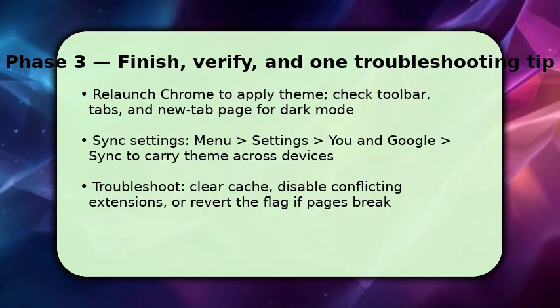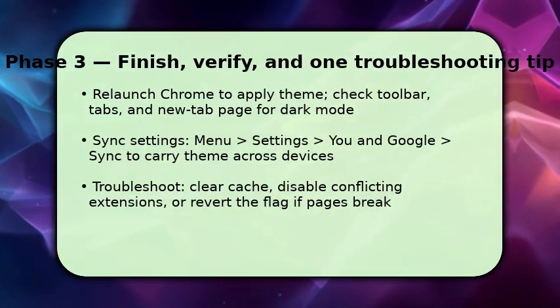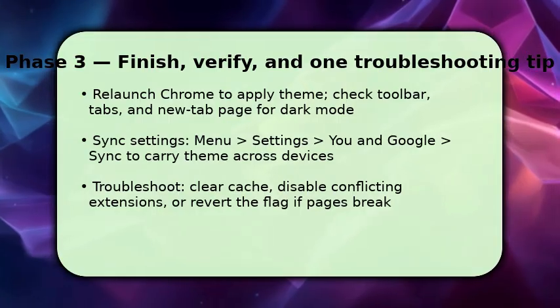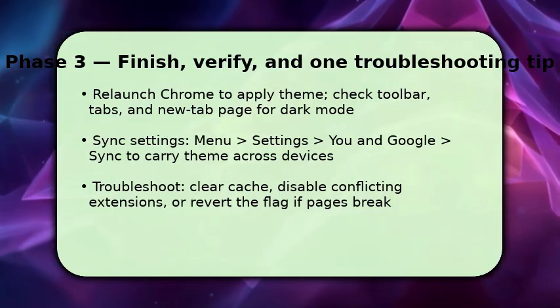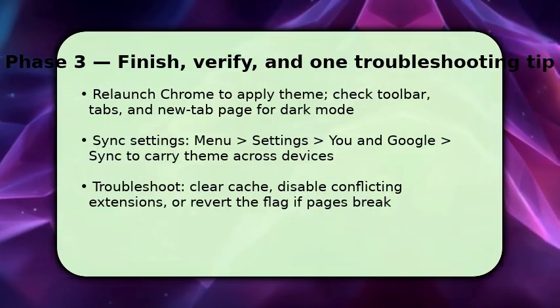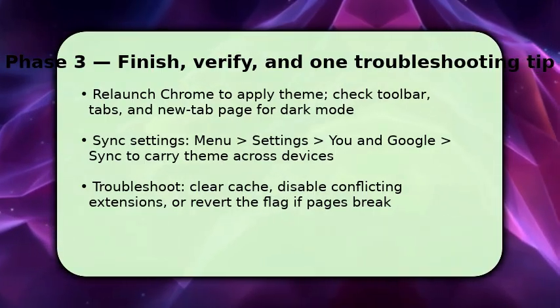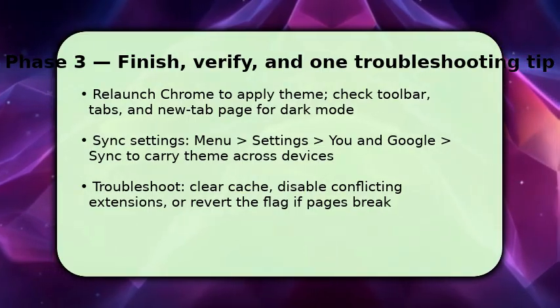If you want the same theme on other devices, enable Sync under You and Google. If sites look wrong, clear cache and disable extensions that modify styles, then test again. One key troubleshooting tip: if Auto Dark Mode breaks page layout, return to Chrome, //flags and disable that flag, then relaunch, which typically restores normal rendering.